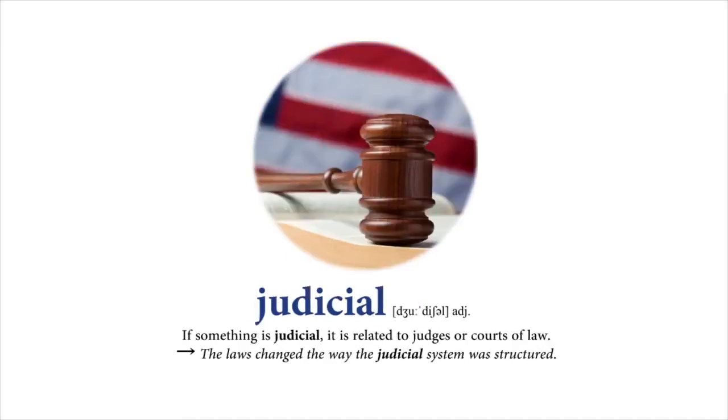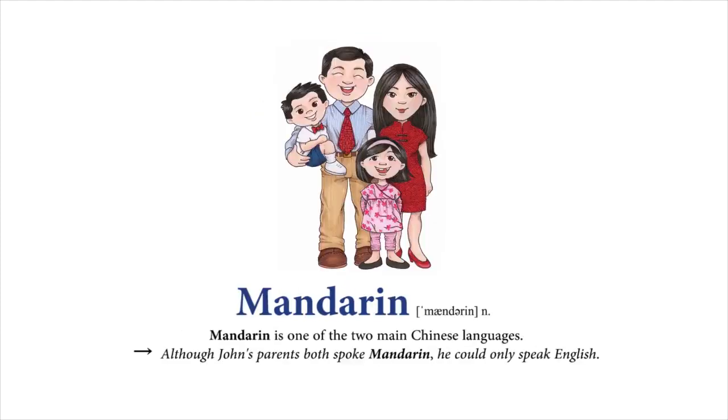Judicial. If something is judicial, it is related to judges or courts of law. The laws changed the way the judicial system was structured. Mandarin. Mandarin is one of the two main Chinese languages. Although John's parents both spoke Mandarin, he could only speak English.